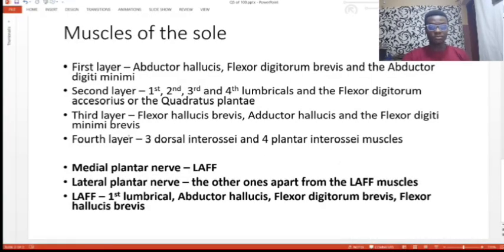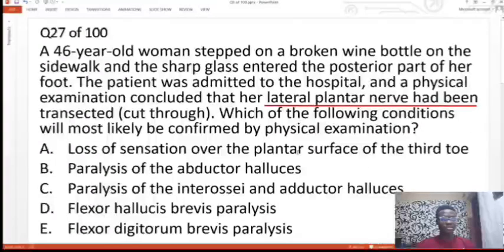So the muscles innervated by the medial plantar nerve, like I mentioned, the LAFF muscles, which are the first lumbrical, abductor hallucis, flexor digitorum brevis, and the flexor hallucis brevis. So those are the LAFF muscles innervated by the medial plantar nerve. So the other ones, apart from the LAFF muscles, are innervated by the lateral plantar nerve. So I believe that is explanatory enough. Then let's now answer our question.